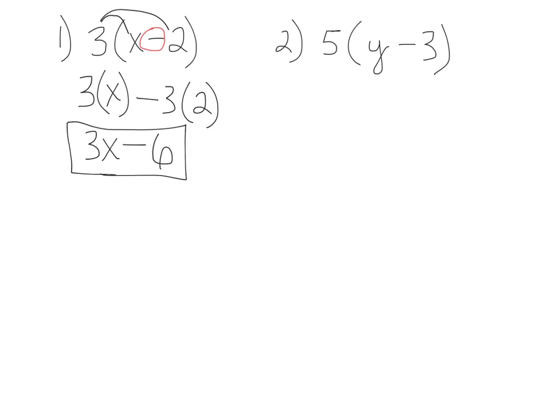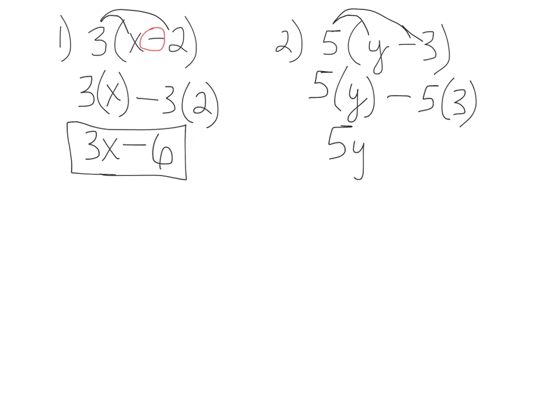Number 2, similar idea. We're going to distribute the 5. So we'll do 5 times y, and then minus 5 times 3. 5 times y is 5y. 5 times 3 is 15. So my answer would be 5y minus 15.